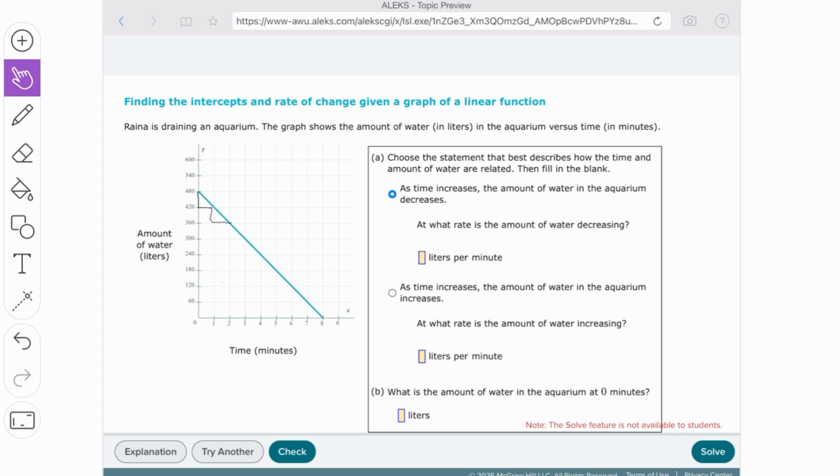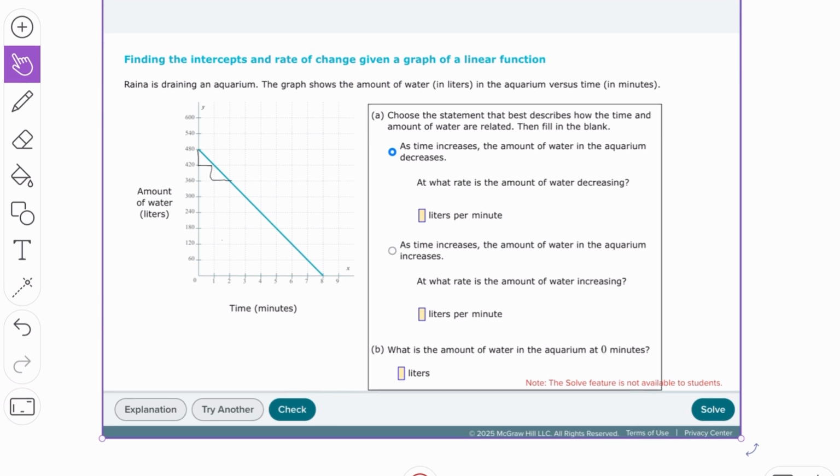So every minute, the amount of water that's lost when Raina is draining the aquarium is 60 liters per minute.